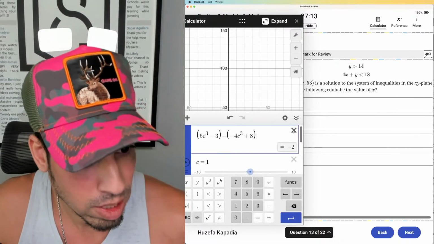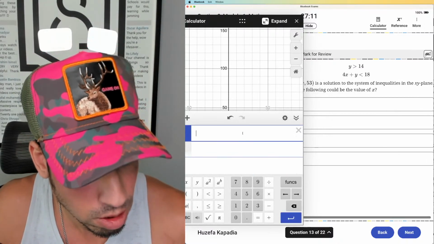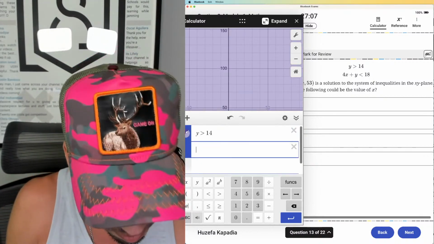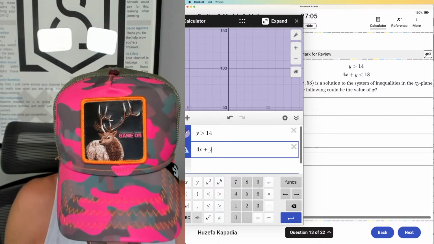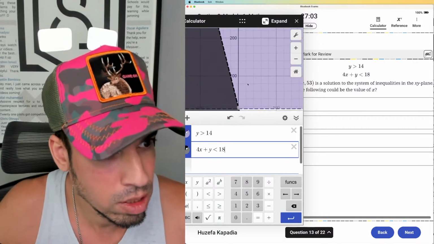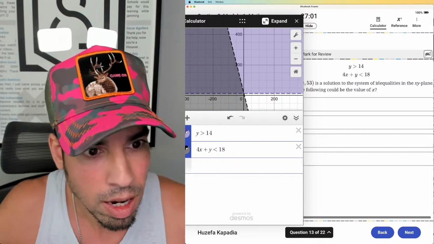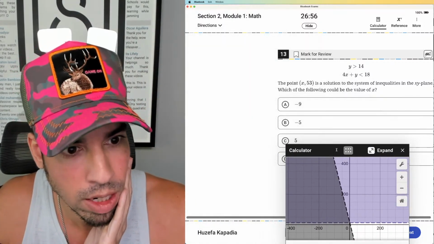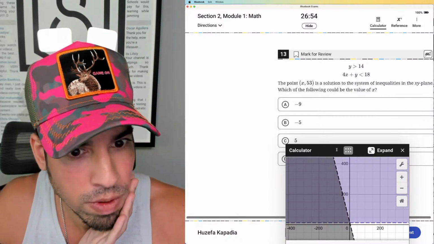Watch this. So again, we're going to type in the inequalities. Here, check this out. The system of inequalities: y is greater than 14, and then over here, 4x plus y is less than 18. Okay, so this is a system of inequalities, and again, the solution is where we've got shading for both. The point x, 53, which of the following could be the value of x?